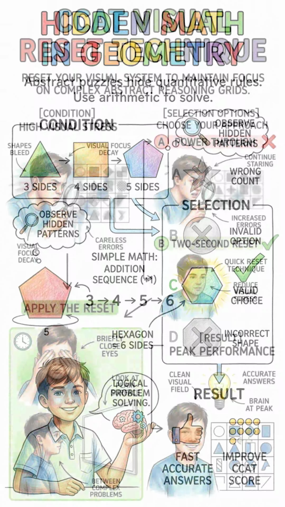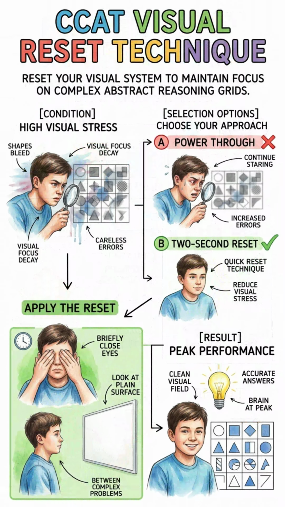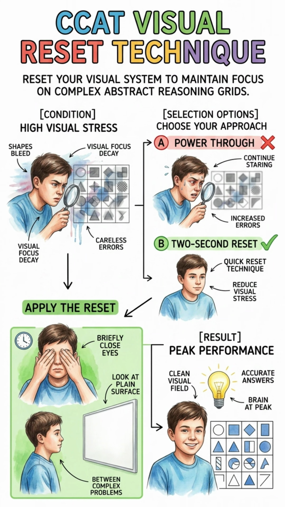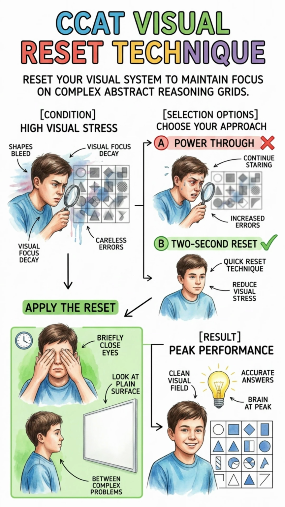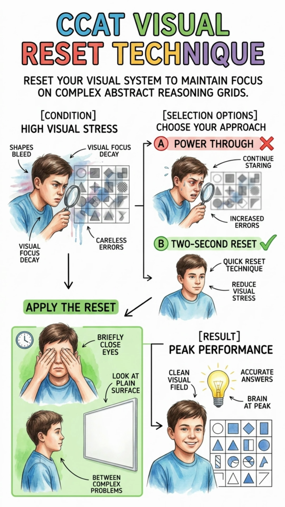Because advanced abstract reasoning requires intense concentration, your visual focus will naturally decay as you work through these complex grids. High visual stress can cause shapes to bleed together, leading to careless mistakes on questions you actually know how to solve. To keep your brain performing at its peak, practice the 2-second reset technique between heavy visual problems. Briefly close your eyes or look at a plane surface for 2 seconds to reset your visual field before tackling the next abstract matrix.